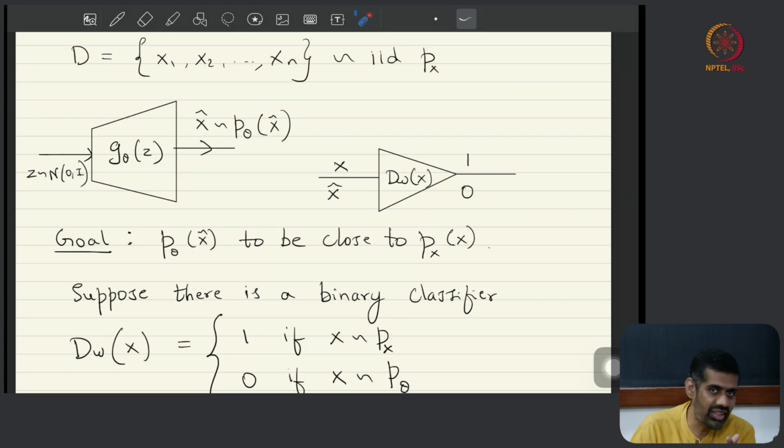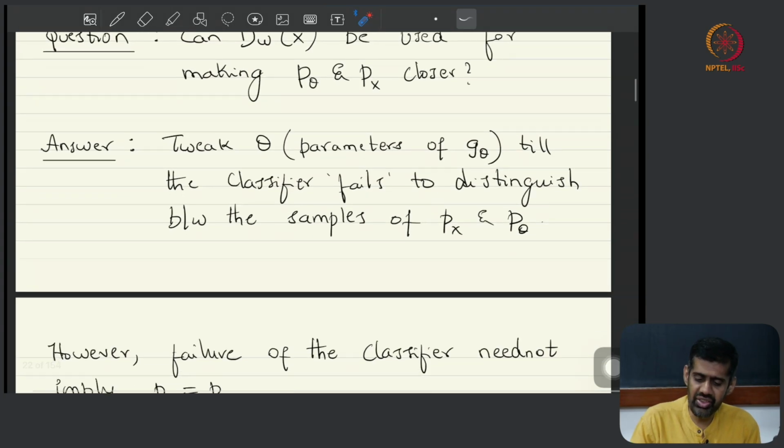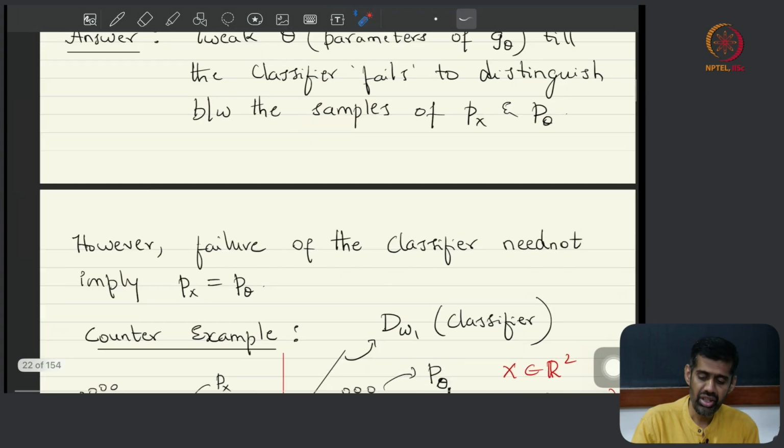The first thing is, assuming that we have a classifier that would classify between samples of px and p theta, we can perhaps use that in such a way that we keep tweaking the parameters of this generator function till a point where this classifier starts failing. The classifier would fail if both these distributions are indistinguishable from each other. That is the idea. So, the answer is tweak theta, which is the parameters of g theta, till the classifier fails to distinguish between the samples of px and p theta.